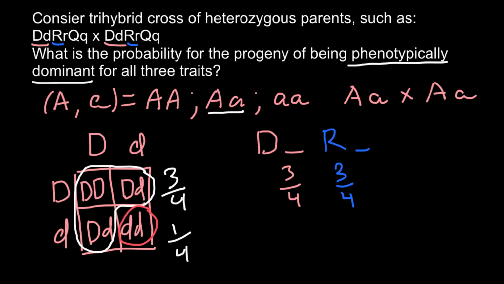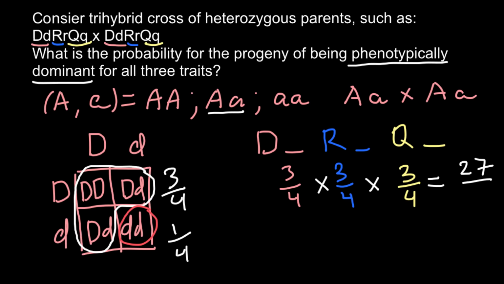The same rules and principles apply to the gene Q, and the probability of the dominant phenotype for the gene Q is also 3/4, because each allele is independently inherited and independently segregated from the rest of the alleles. We can use the product rule and multiply each individual probability, and the answer is 27 out of 64. The total number of combinations in a trihybrid cross is 64.